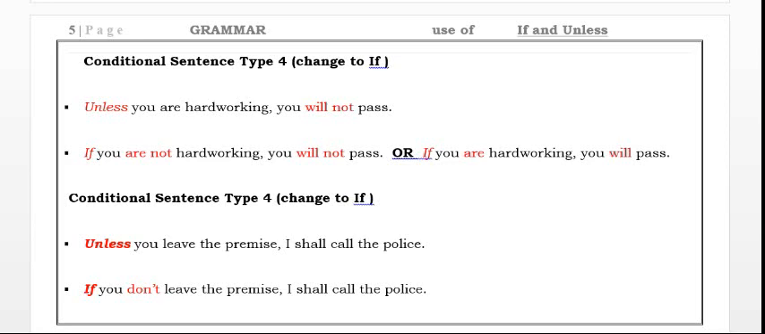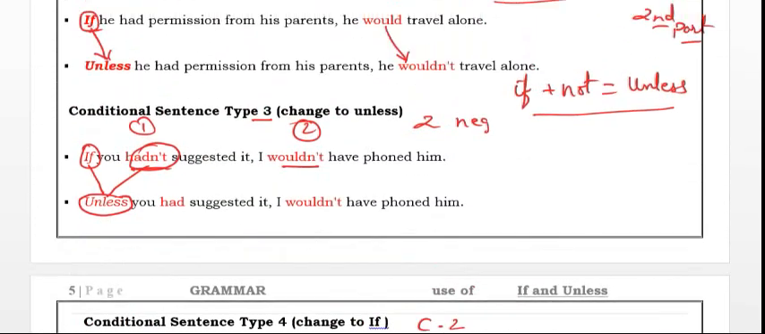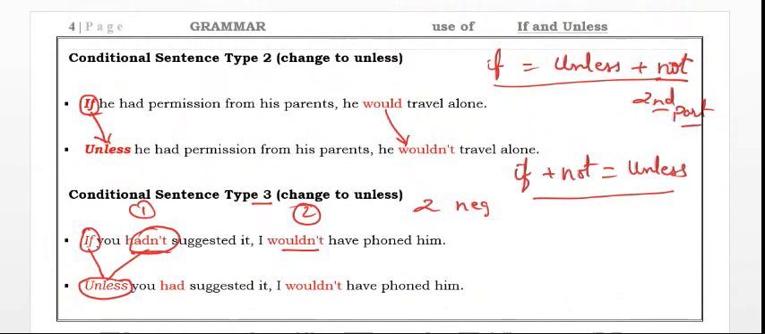Now the other way round of the conditional type. Unless you are hardworking, you will not pass. So over here we can write it in two ways according to condition 2. If you see C2, you have if you are hardworking, the whole positive. If you remember, I'll just show you again. Condition 2. We have this whole sentence which is positive.